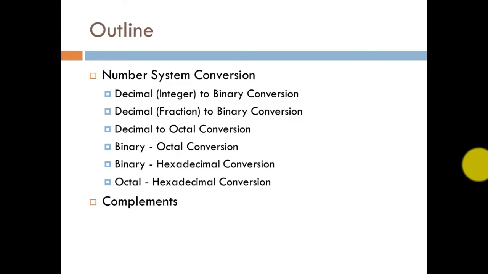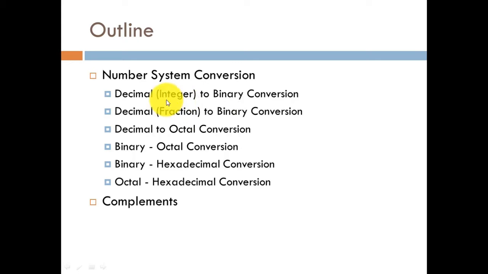So these are the outlines. We are going to start with number system conversion. We had already discussed various types of number systems such as octal, decimal, binary as well as hexadecimal. Now in this particular slide we are going to study how we are going to convert among different number systems. We will start by converting decimal to binary.